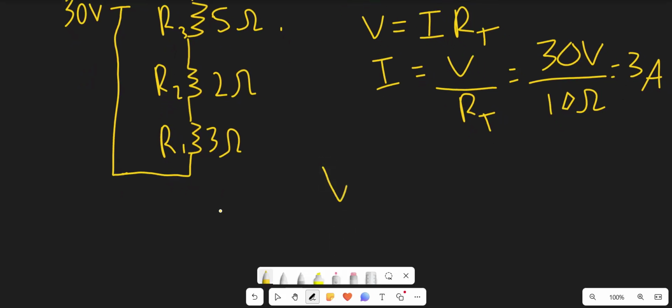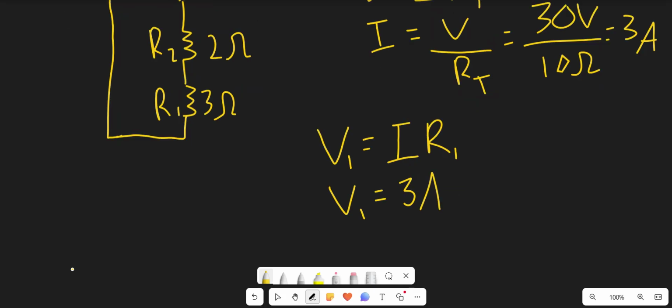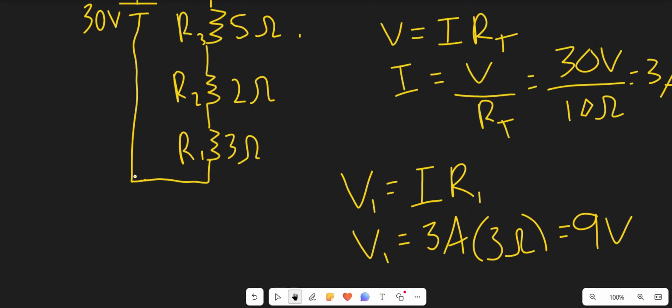So say for example we want to calculate the voltage drop of resistor 1, the 3 ohm resistor here. We would just use the formula V1 equals I R1, and we know that I is 3 amps, and we multiply it by the resistance value of R1, so that would be 3 ohms, and if we solve that we'll get 9 volts. And we basically repeat the process for all of the other resistors.